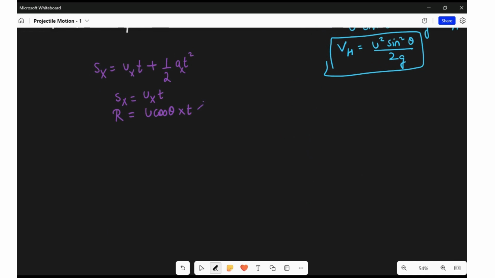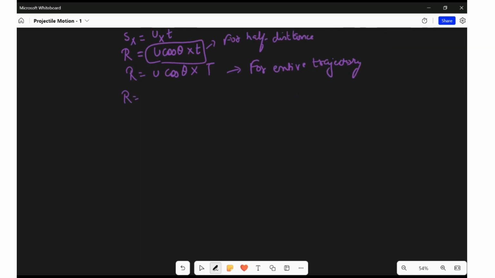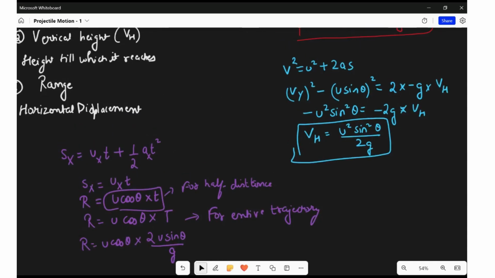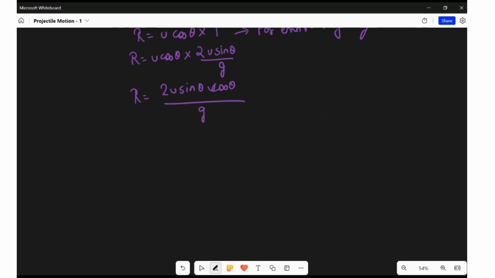So big T is the total time of flight, total time taken during the entire trajectory, because small t is for half of the trajectory, and so we have to replace t with big T. So R is u cos theta into T for the entire trajectory. This was for half the horizontal distance. So R is u cos theta into 2u sine theta by g, because we took this time of flight from this expression. So R becomes 2u square sine theta cos theta by g.